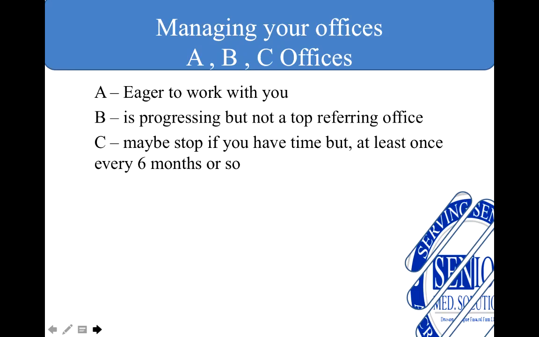A B office is somebody who's progressing, but they're not a top referring office. They still kind of struggle. Maybe they just don't see that many clients. Maybe they don't understand exactly who qualifies, and so you're trying to educate them along the way as well. And then your C offices, maybe you're going to stop by if you have time, but once every 6 months or so, you may want to stop by. They're not your top office. They're not a hot office. It's just an office that you may not even go by and see a whole heck of a lot.